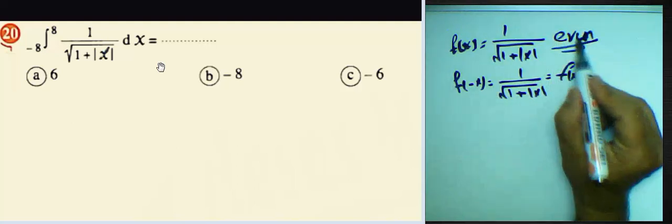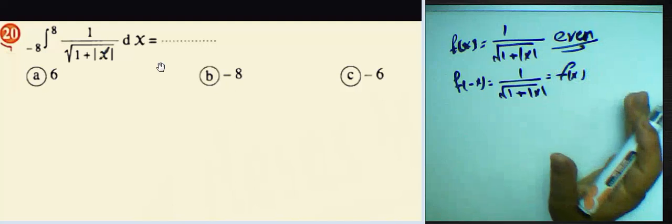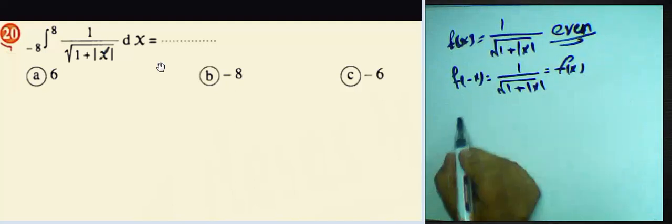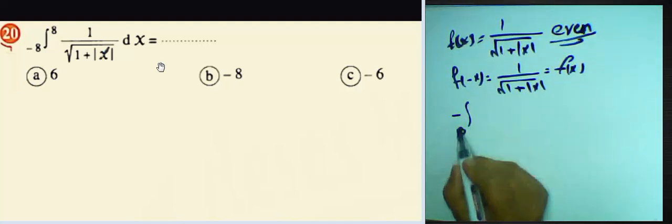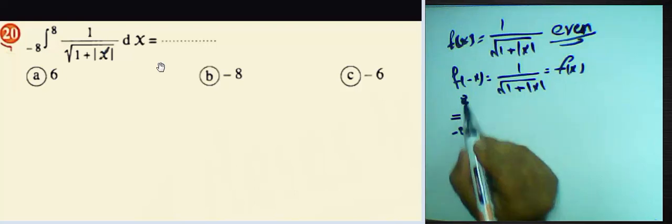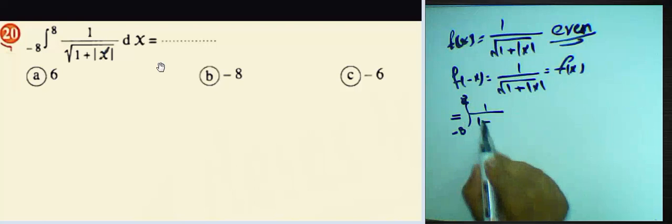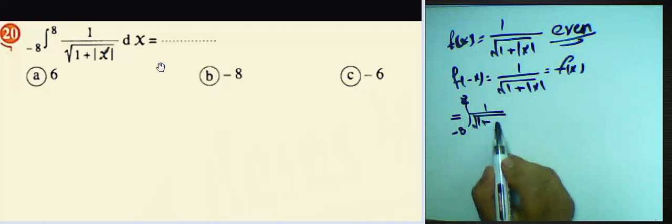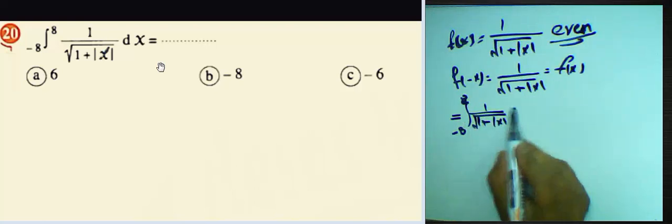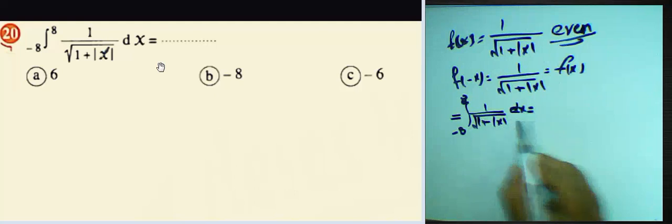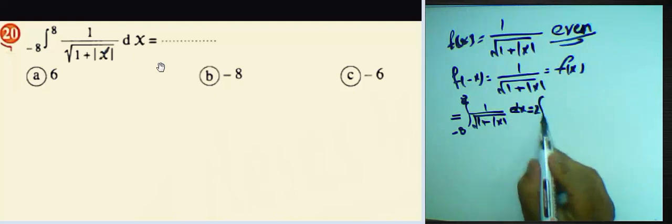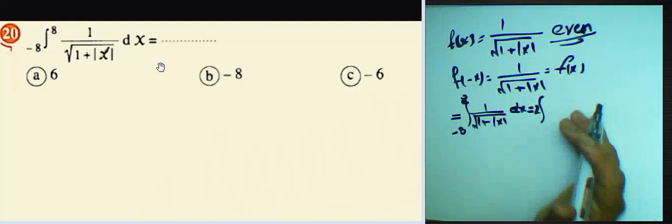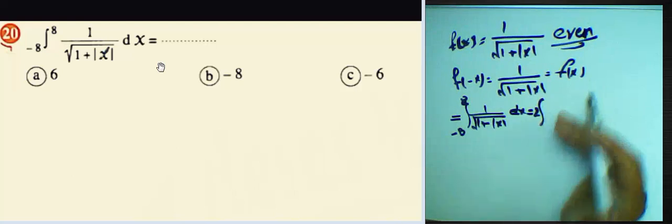Okay, what is the meaning of even? Simply, the integration from negative 8 to 8 of 1 over 1 plus absolute value of x dx will be equal to twice the integration from 0 to 8, meaning the integration from negative 8 to 0 equals that from 0 to 8.